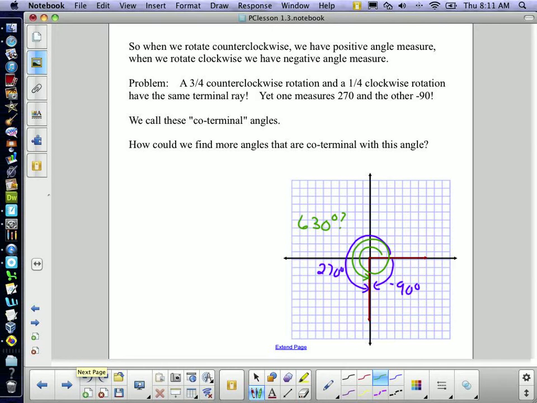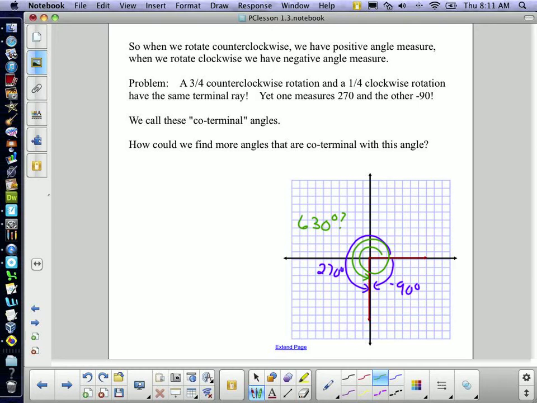Or maybe it's 2 rotations around, so it'd be 990 degrees. Which one is it? It's a little ambiguous, isn't it? Because I can get multiple answers for the same angle, multiple different representations, multiple different measurements. When that happens, we refer to these angles as coterminal angles.